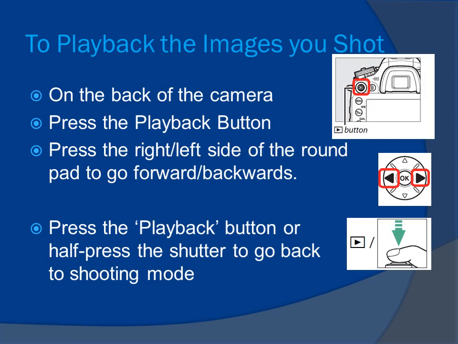Playback. To play back the images you shot, on the back of the camera, the top left-hand corner is the playback button. Press the playback button, then press the right or left side of the round pad to go forwards and backwards. When you are done, press the playback button or half press the shutter to go back to shooting mode.